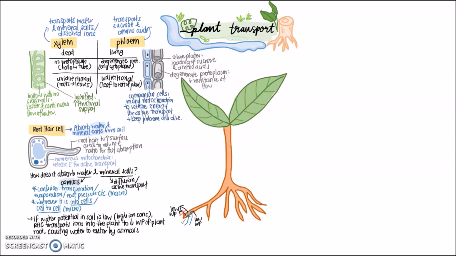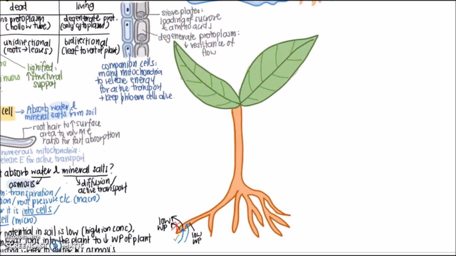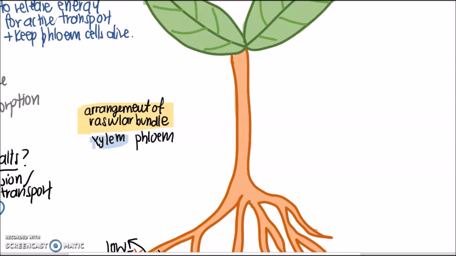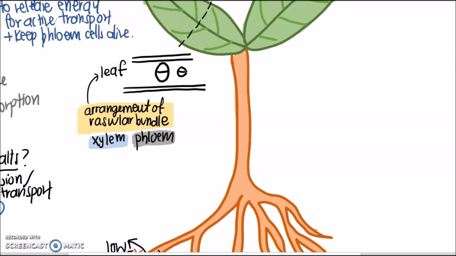Moving on, we are going to look at the different arrangement of the vascular bundle. So we must know 3 different arrangements. I've color-coded for you the xylem and phloem. So the xylem will be blue, while the phloem is grey. So the first one we must know is the leaf. If I cut the leaf and you look at the cross-section, this is something that you would have seen in your leaf structure also. So the xylem is always on the top, while the phloem is at the bottom.